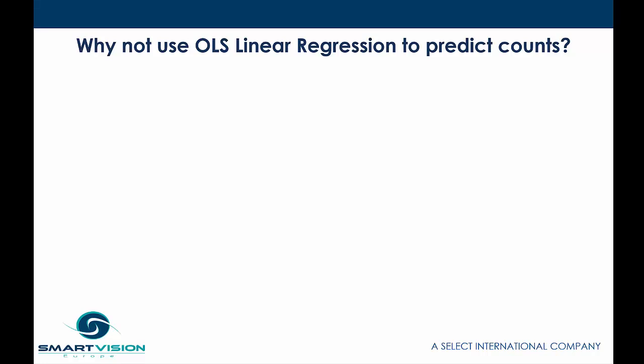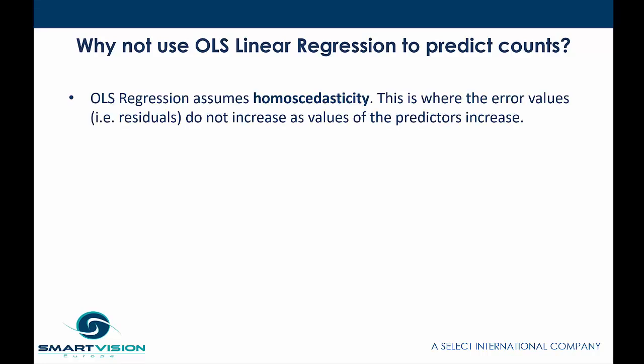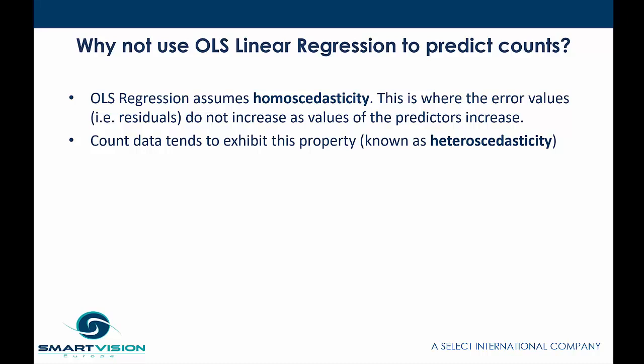What tends to happen, however, when you're talking about counts of occurrences of events is that you're normally dealing with quite small numbers, quite small frequency values, and that secondly, OLS regression assumes something called homoscedasticity. This is where error values, i.e. the residuals, the difference between the prediction and the actual value, do not increase as the values of the predictors themselves increase, whereas count-based data does tend to exhibit this property.